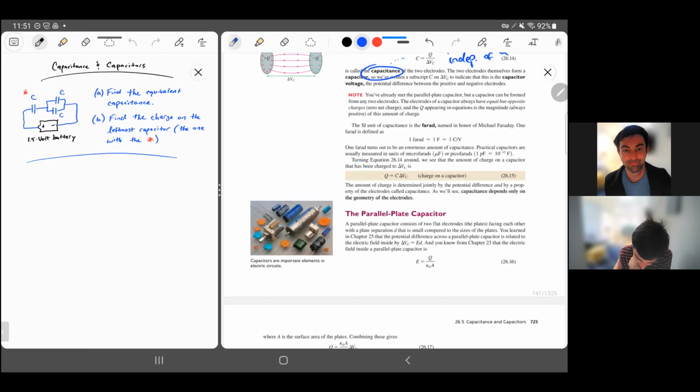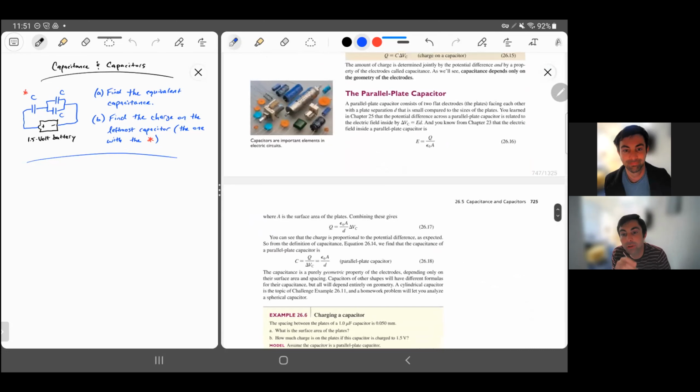Right? The most famous kind of capacitor that we need to be familiar with is the parallel plate capacitor. So this is if you have two plates separated by some distance that's very small compared to the other two dimensions. And the area of each of these is A.